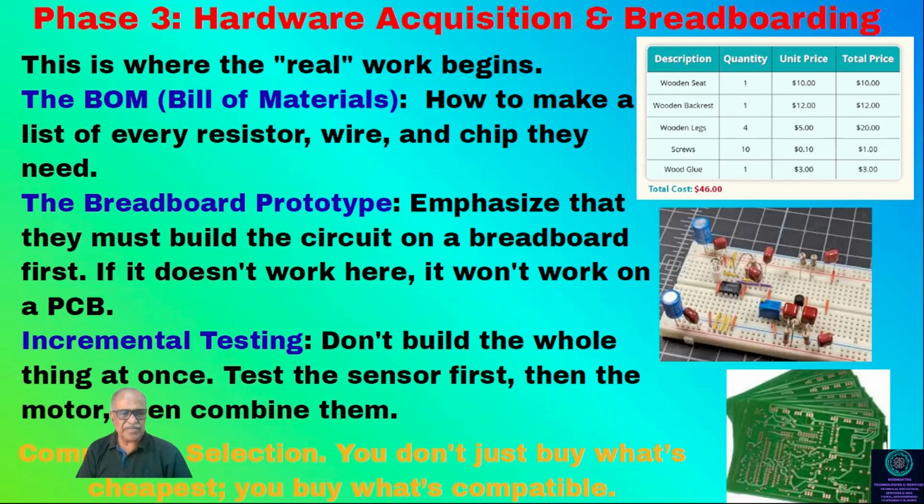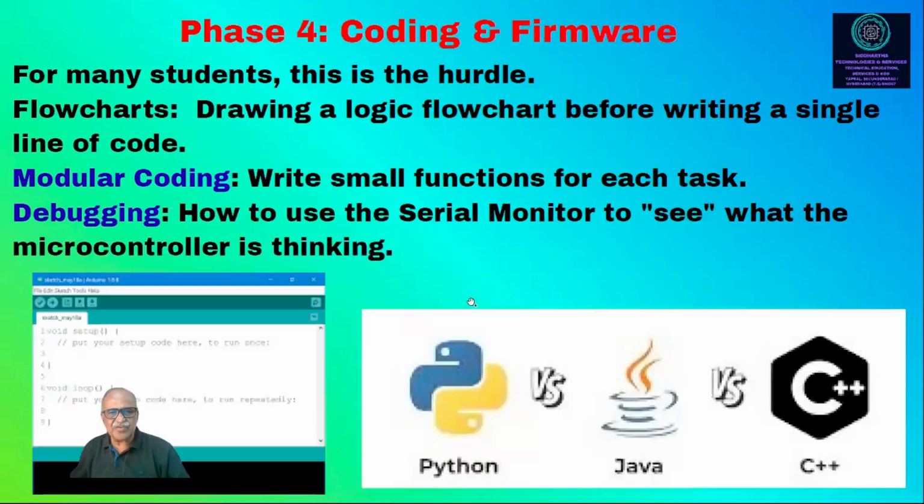One golden rule here is component selection. You don't just buy what's cheapest, you buy what is compatible. Don't go for the cheap things, don't go for the alternatives. Compatibility is very, very important. So I hope you understood the third phase very well.